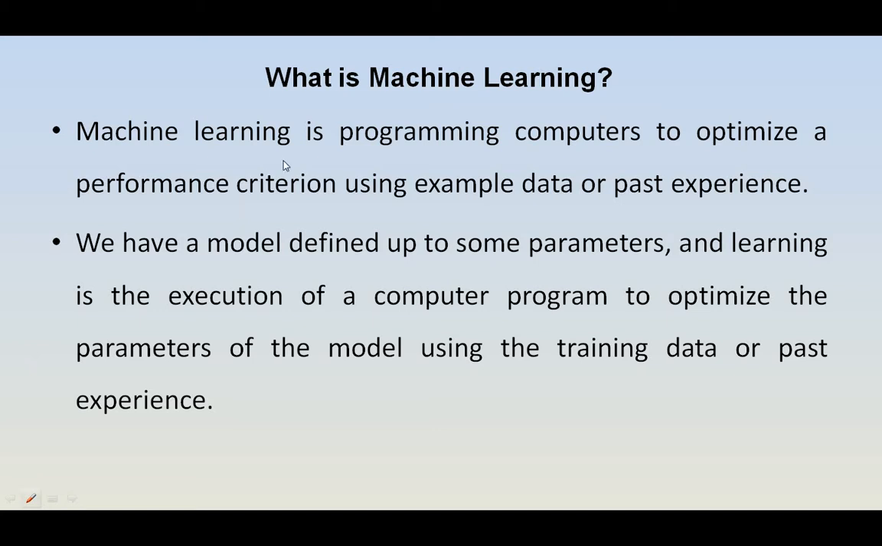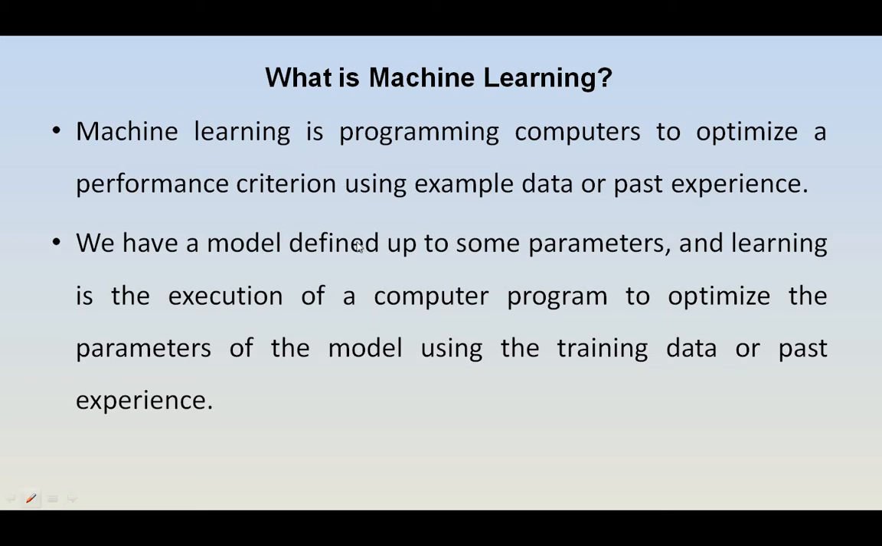According to the first definition, it's the programming of computers to optimize the performance criterion by using examples, past learned examples or past data. So the programming can be done to optimize the performance of that particular program or computer by using the example data, the past data, as well as the past experiences. The performance always depends upon the past data and the examples it has learned. So that is the first definition.